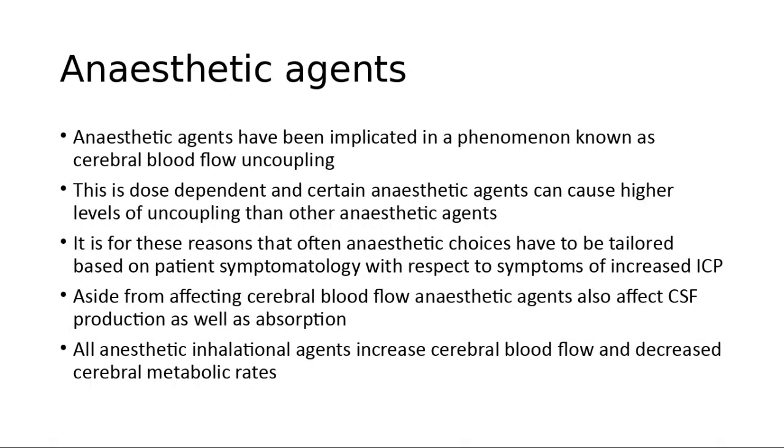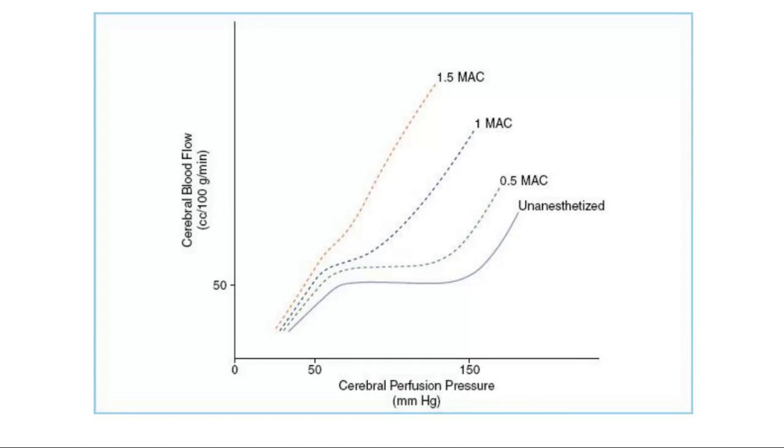All anesthetic inhalational agents increase cerebral blood flow and decrease cerebral metabolic rates. As you can see on this graph, there's a very clear dose-dependent effect on cerebral blood flow based on the level of MAC. This is the normal curve of cerebral perfusion and cerebral blood flow. With increasing MAC, as you can see, you lose that relationship, and the body's ability to adjust cerebral blood flow based on systemic pressures is lost with increasing MAC requirements.